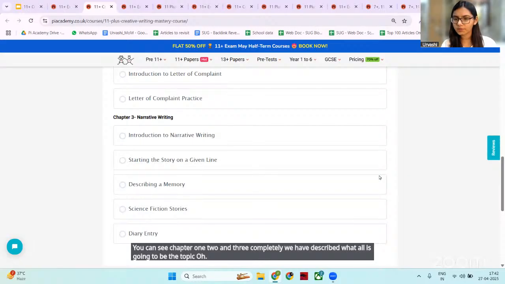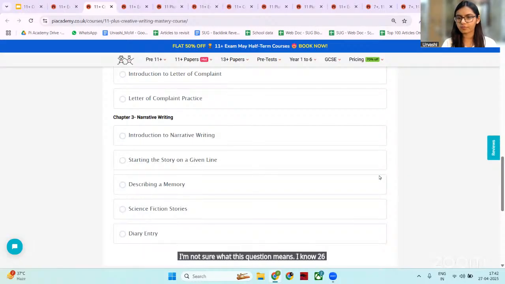I'm not sure what this question means. I know 26 digits of pi.